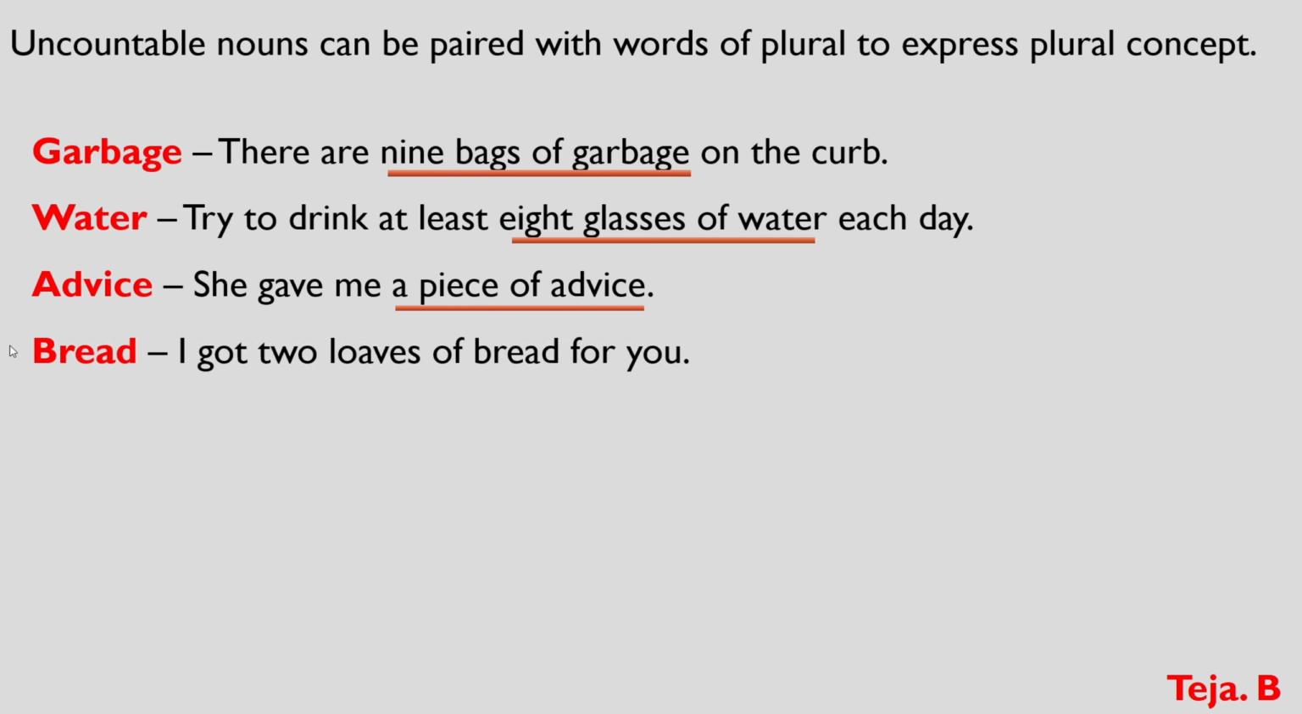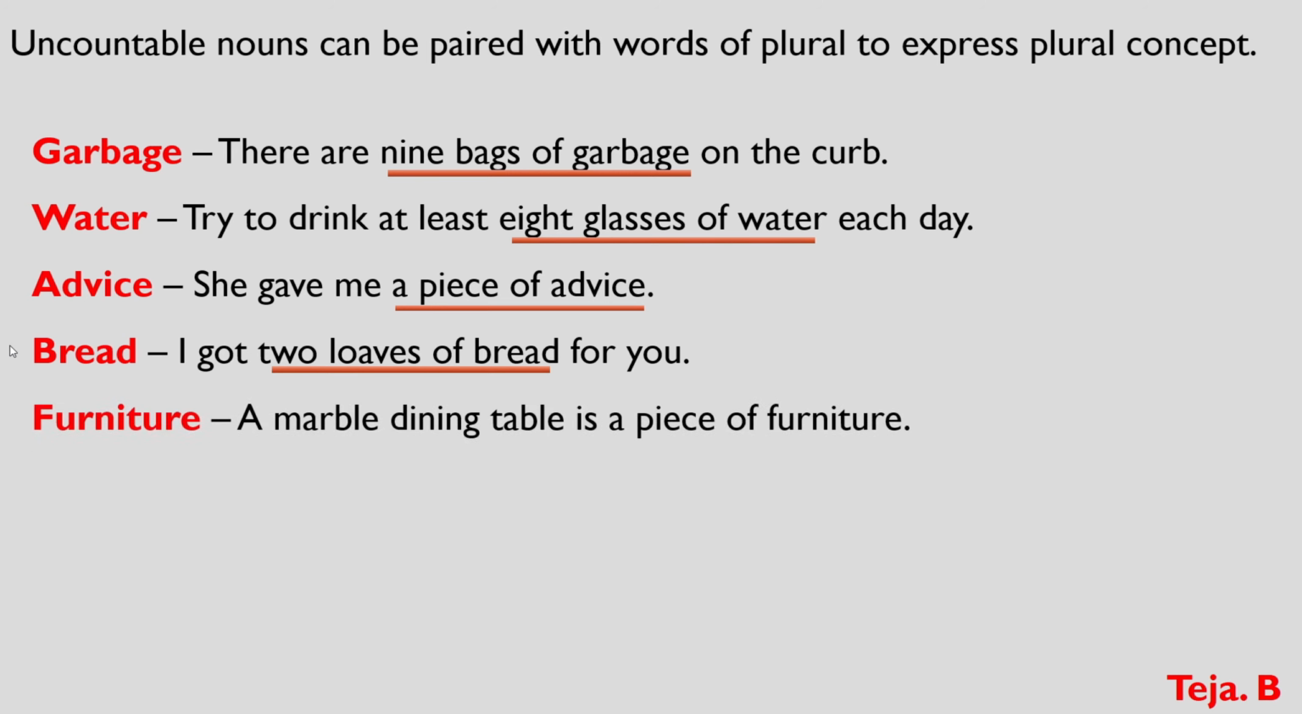Bread. Usually we use two breads, three breads. That concept is completely wrong. I got two loaves of bread, or slices of bread, or packets of bread, but don't use two breads. Next one is furniture. Don't use furnitures. Instead, we can use a piece of furniture, two pieces of furniture, right?